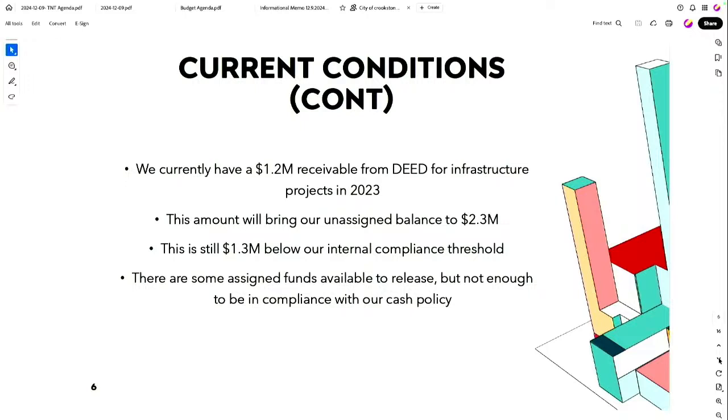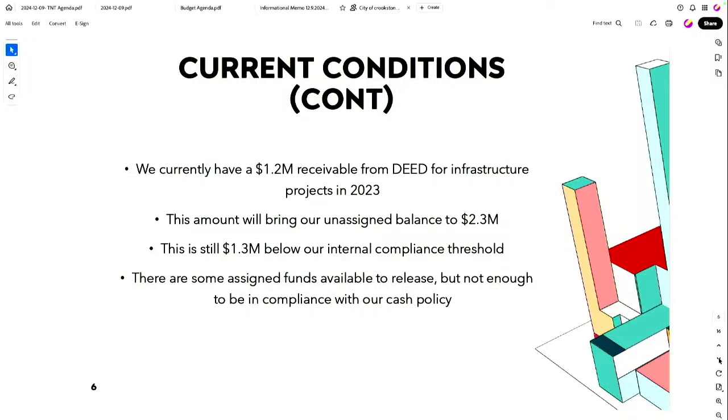We currently have that 1.2 million receivable from DEED. That's a reimbursement for some infrastructure projects that we did last year. This will bring our unassigned balance to 2.3, which is still 1.3 million below that 45% threshold.